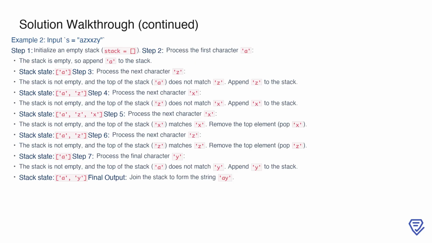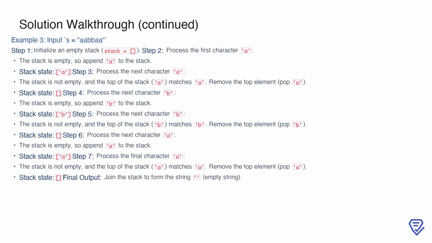stack a, z, x. For the next character, another x, the top of the stack, x, matches the current character x. So, we remove the top element by popping x, leaving the stack as a, z. The following character is z. This time, the top of the stack, z, matches z, so we pop z, leaving the stack with a. Lastly, we process y. The top of the stack, a, does not match y, so we append y, resulting in the stack a, y. Joining the elements of the stack gives us the final output string ay.